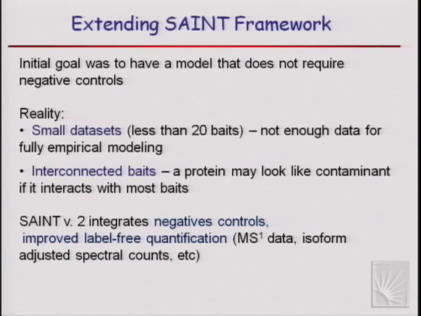Also, for small data sets, the method that we have is not as global as the large scale network type of methods. Still, it requires a certain number of baits to really identify contaminants by modeling across multiple purifications. If it's only 20 or fewer baits, the fully empirical method that I described would not work. Or if you have interconnected baits, then a lot of interacting partners are going to simply look like contaminants. If all baits are interconnected and share a lot of partners, you cannot do anything unless you utilize controls as a part of the statistical model to help you decide what is a contaminant and what is not.